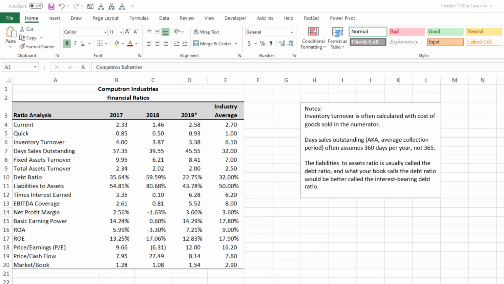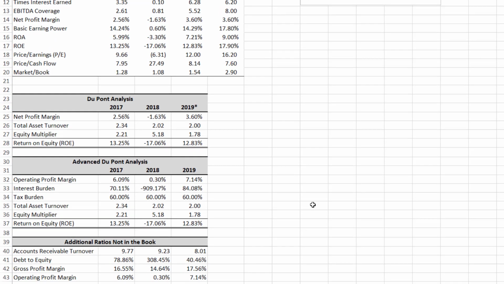To help you with that, I also have the income statement and the balance sheet. Below that, I have the DuPont analysis, just the plain original DuPont analysis. Below that, I have the advanced version. And then finally, I have a few ratios that are very common. I believe I mentioned all of these in the lecture, but they were not included in the set of ratios that were given to us in the mini case. Those are there so that you can verify how to calculate them.